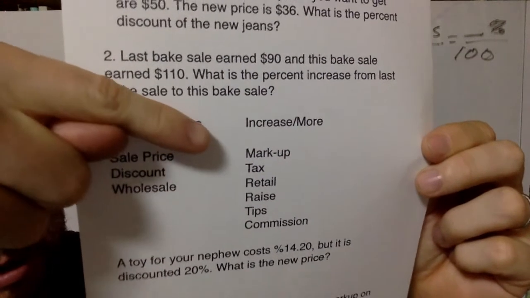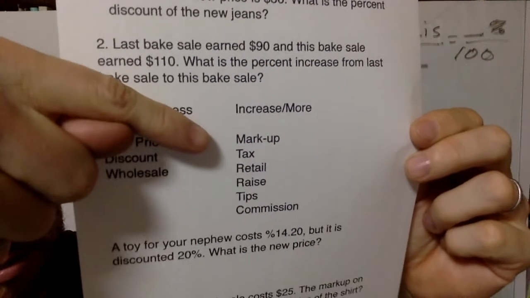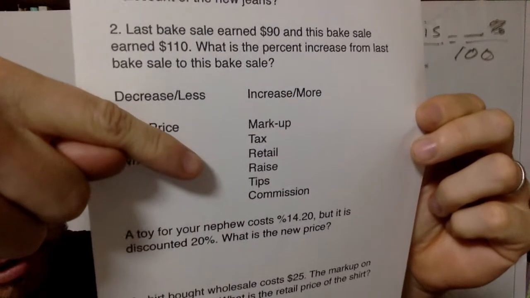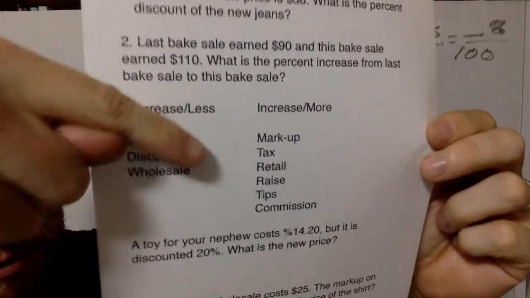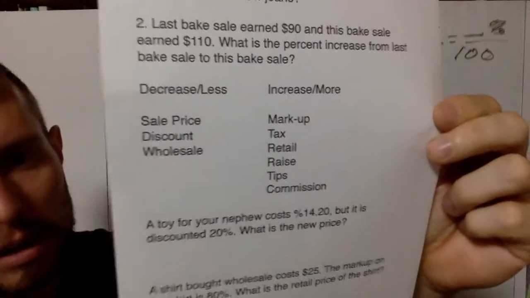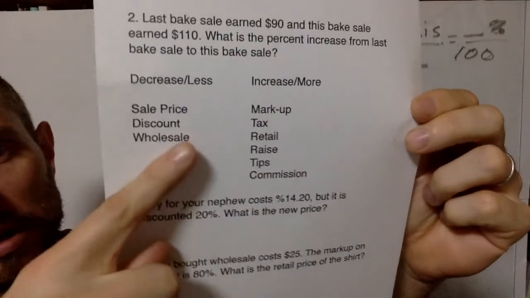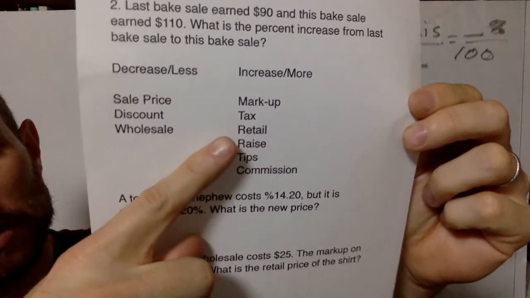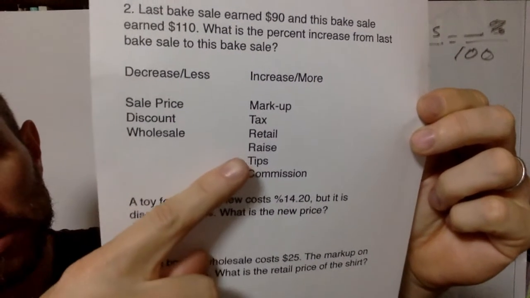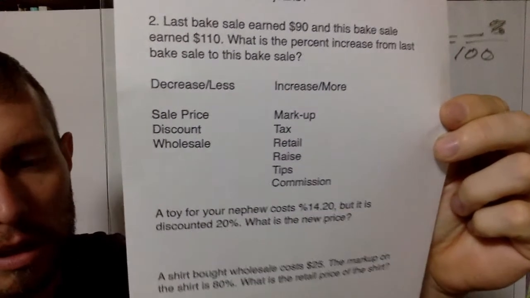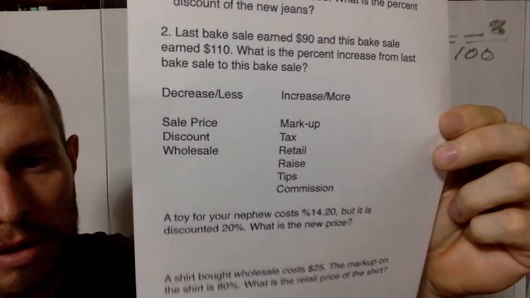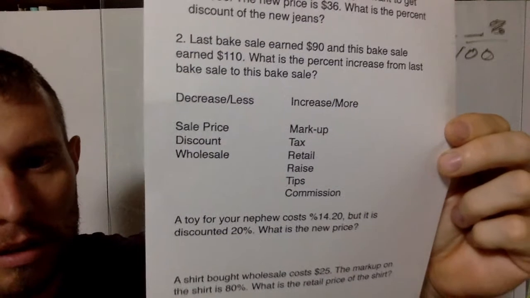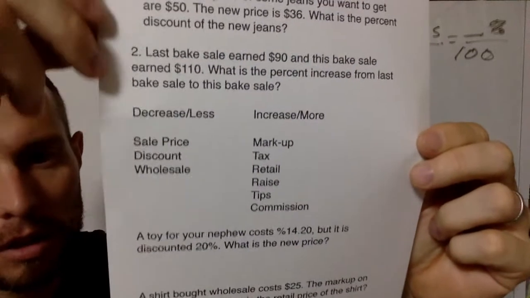Okay, that would increase the price. Taxes increase the price. Tips or a raise usually increases. Those are signals of increasing a price. Retail, okay, again, retail as opposed to wholesale. Wholesale is what the stores buy things at. Retail is what they sell them to the customer at. And then commission. Commission is a word that means basically the salesperson gets some money for selling that product. Some stores work off a commission.